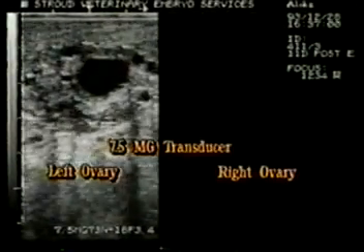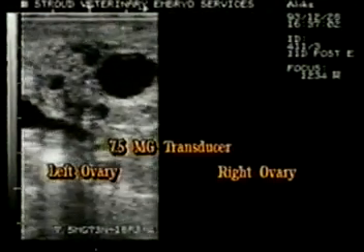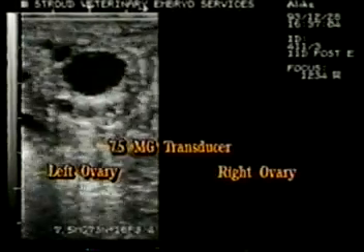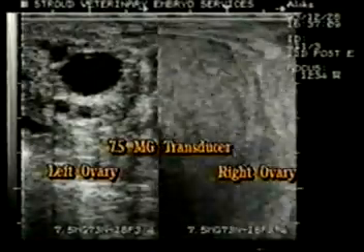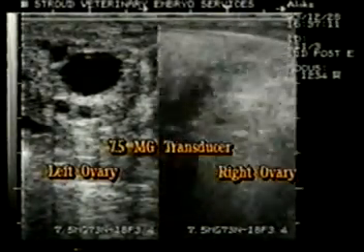This is another exam using the 7.5 MHz transducer. Notice how large the small follicles appear on the left ovary. The right ovary appears huge along with its CL.